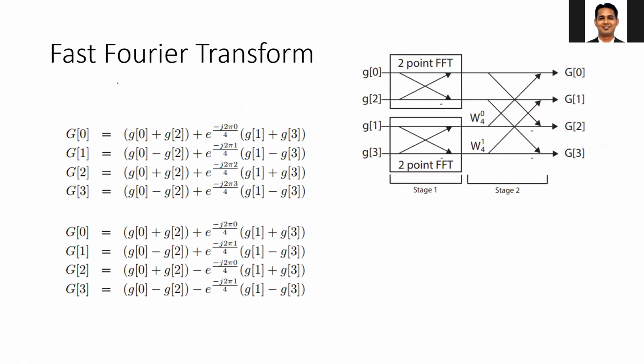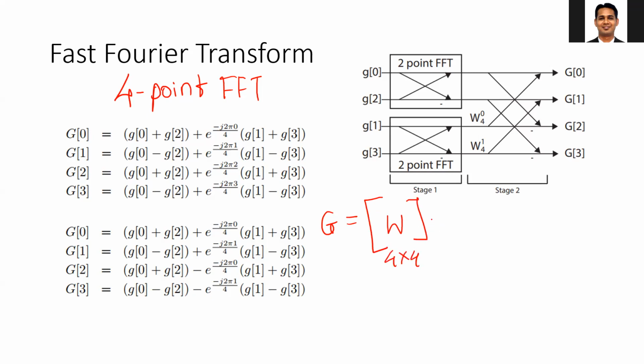Let's move towards the 4-point FFT. In the 4-point FFT, again you will have the output G, which is a vector consisting of 4 elements. Then you will have the W, which is 4 cross 4, and then you will have g, which is again a vector of 4 elements. Now look at this W. You can see that it is again the same way.